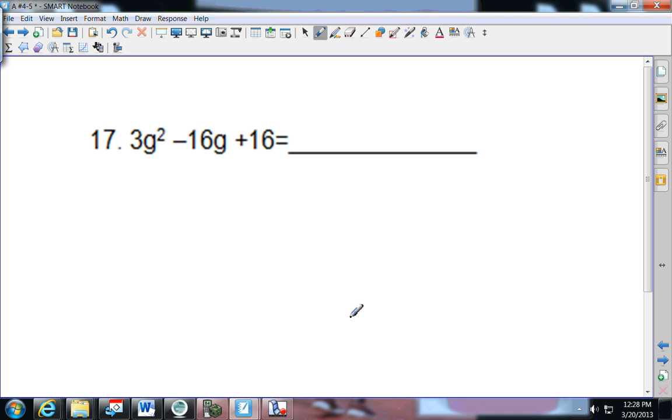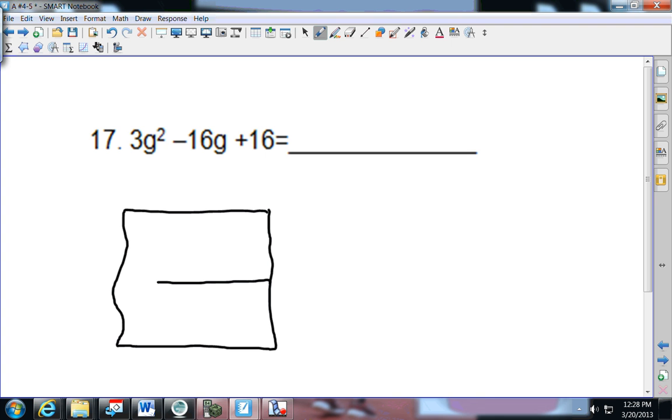Now let's look at number 17. As I look at this, okay, there's 3 terms. Does 3 go into 16? What's 16 divided by 3? Is it even? No, it should be 5 point something. So there's no GCF. So I'm going to go through and draw my box.